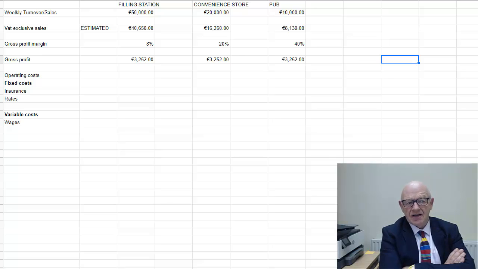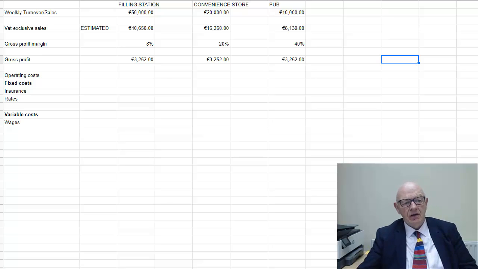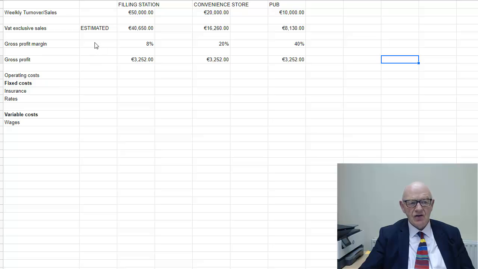Filling station then, it's the same story. You're selling fuel, diesel and petrol at 21%. However, you could be selling fruit and veg in the shop at 0 and so on. So the VAT exclusive sales figure that we're looking at here, I'm saying it's estimated, and it's just for the sake of this illustration that I'm showing it. So we're saying then that the 50 grand becomes 40,650 excluding VAT. Likewise with the convenience store, likewise with the pub.